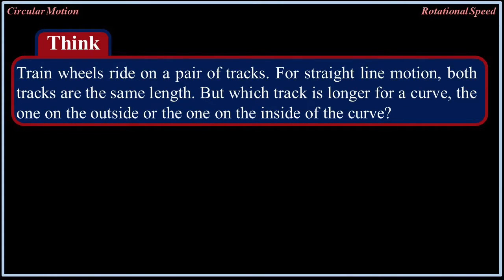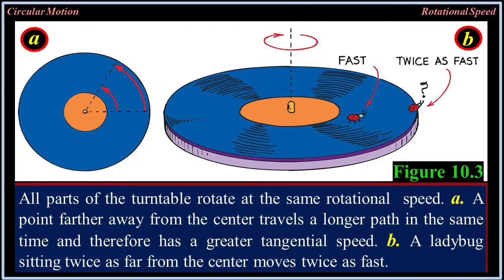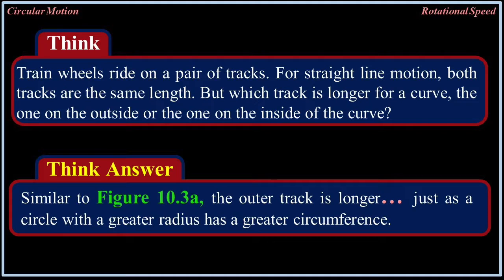Think. Train wheels ride on a pair of tracks. For straight line motion, both tracks are the same length, but which track is longer for a curve? The one on the outside or the one on the inside of the curve? Similar to figure 10.3, the outer track is longer, just as a circle with a greater radius has a greater circumference.